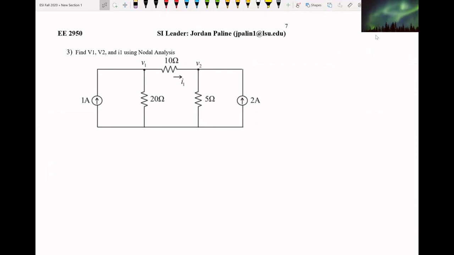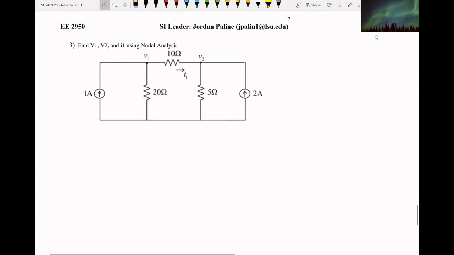Okay, so let's look at a slightly more difficult problem. This one wants us to find V1, V2, and I1 using nodal analysis. Notice here that we have a few different parts and pieces. We have current sources instead of voltage sources, and we've got multiple points of unknown values. So we're in a bit of a pickle, but it's going to be fine.